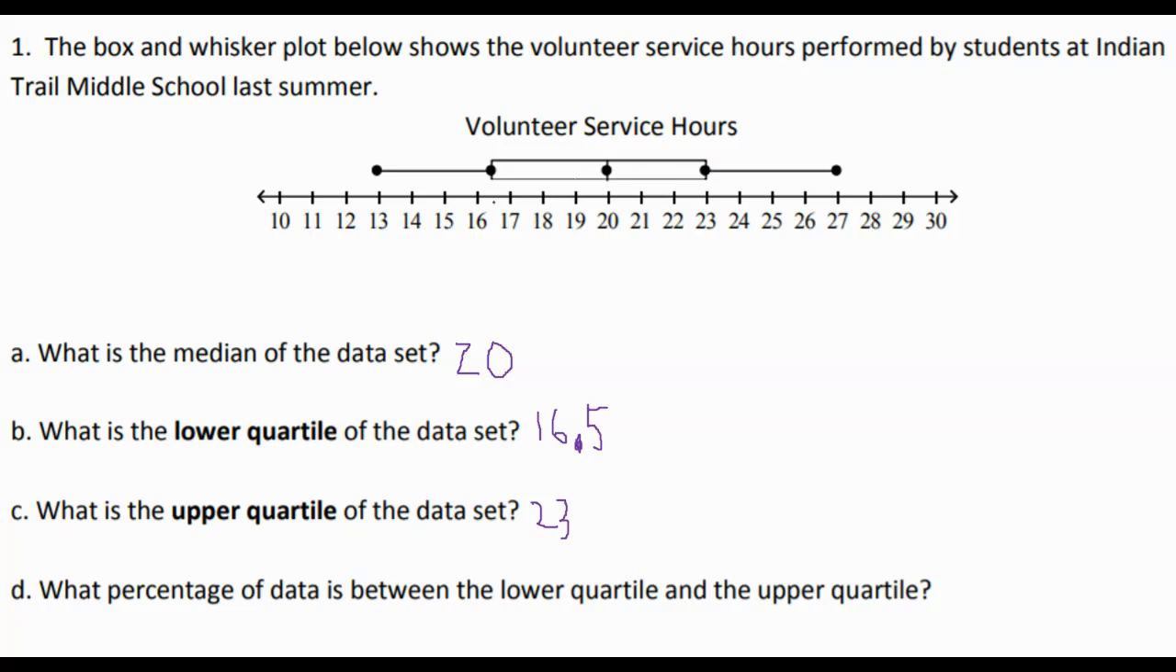And remember, we talked about in the last video that each section is 25%. So there are 4 sections. If we're talking about the percentage of data between the lower quartile and the upper quartile, that's going to be this box and this box. There are 2 of them, so they're each 25%. So that means it's going to be 50%. 50%.